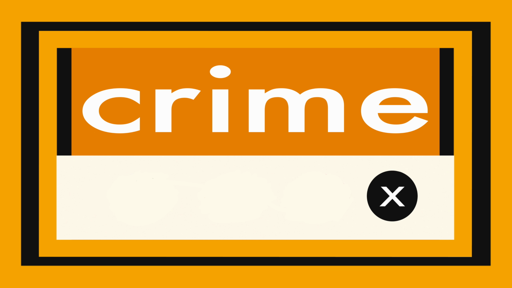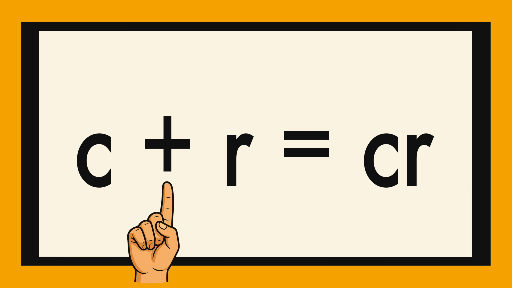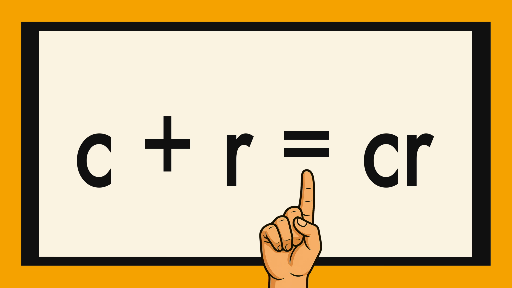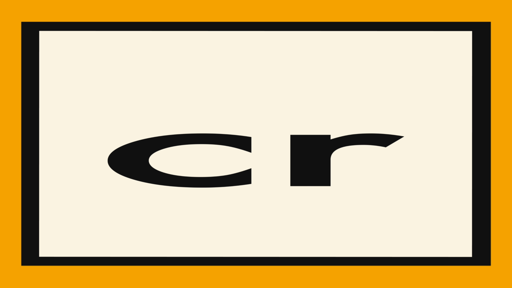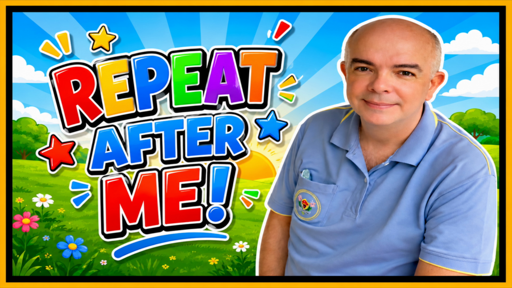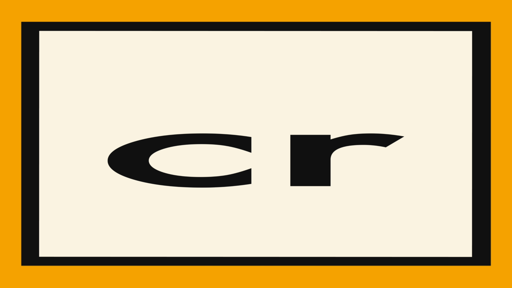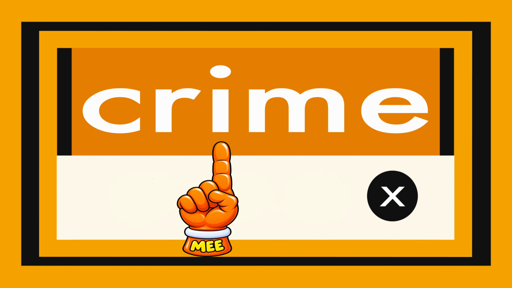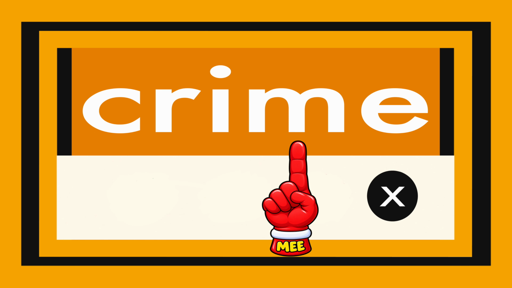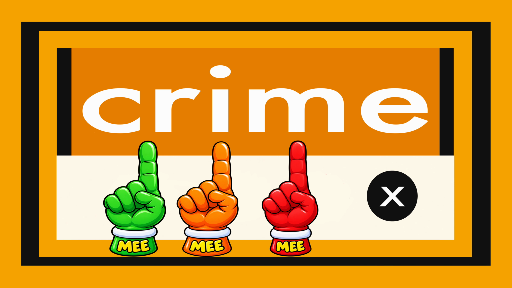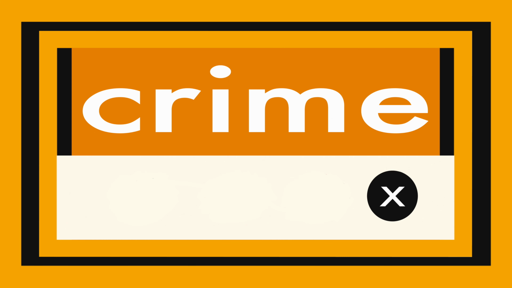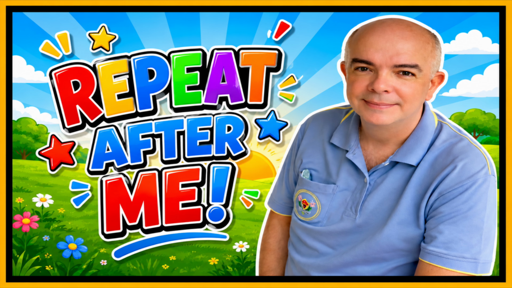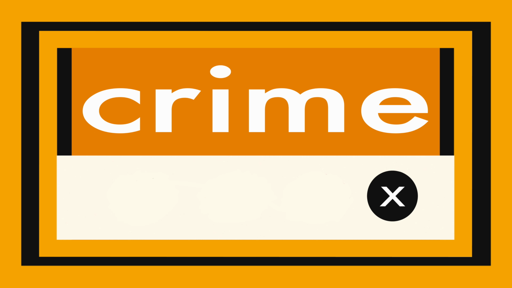Crime. K plus R equals cr. Repeat after me. Cr. I. M. Crime. Repeat after me. Crime.